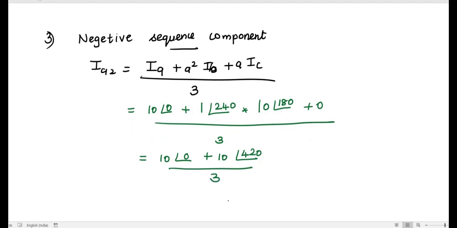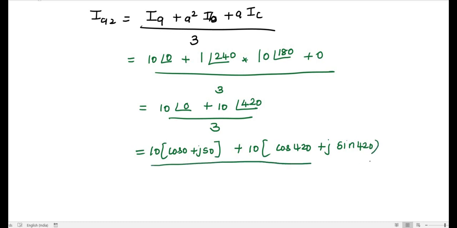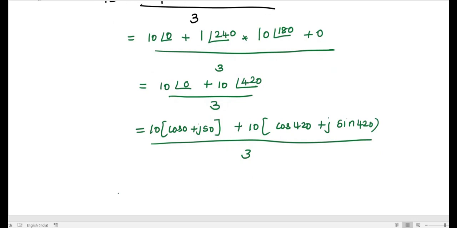And next I am going to expand this. How to write an angle 0? Cos 0 plus j sin 0, plus 10 into cos 420 plus j sin 420, divided by 3. So I have to find out this 10 into cos 420 plus j sin 420. How to write this?